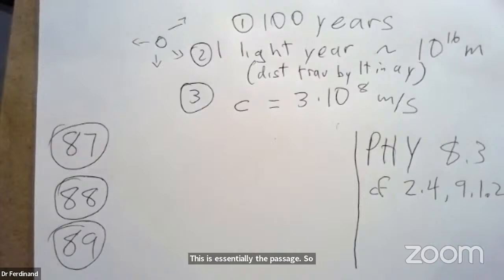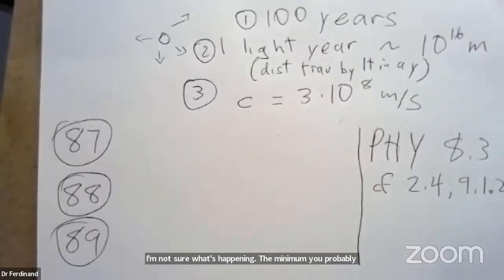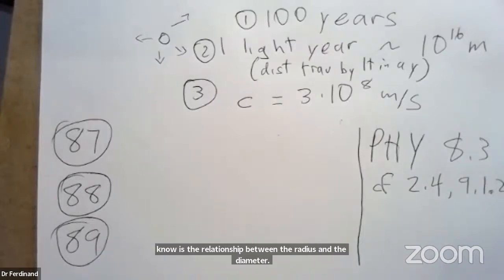Question 87 is: which of the following is closest to the diameter of the radio bubble? First of all, I want you to think about something. The minimum you probably know is the relationship between the radius and the diameter. And so you know that a diameter is twice the size of the radius.